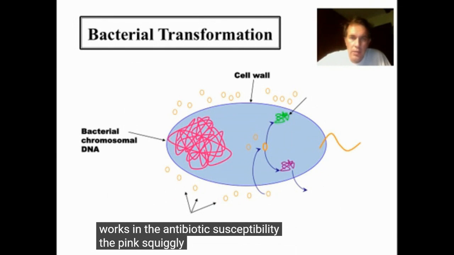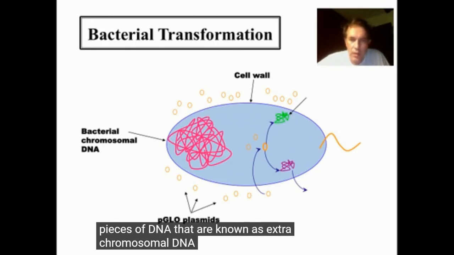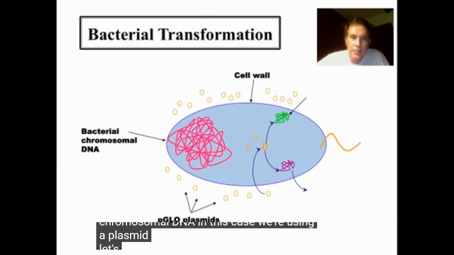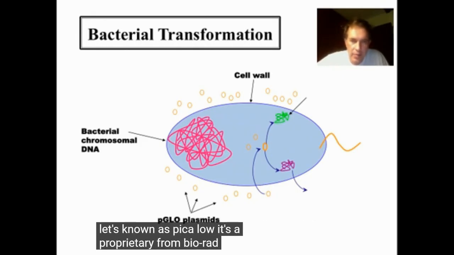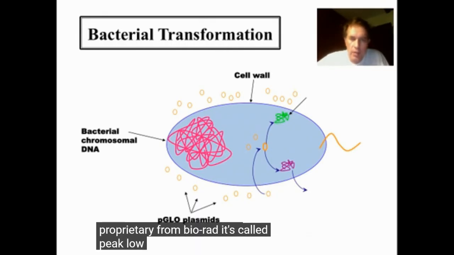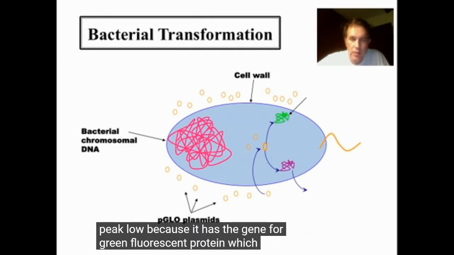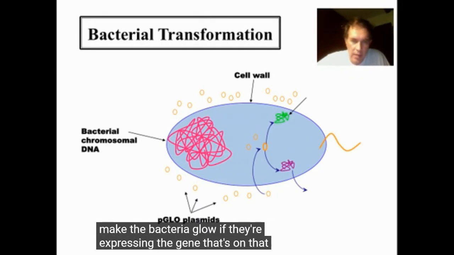The pink squiggly line there represents the bacterial chromosome, which has all the genes that are necessary for the cell to survive. We're going to use plasmids, which are little circular pieces of DNA. They're known as extrachromosomal DNA. In this case, we're using a plasmid that's known as pGLO. It's proprietary from Bio-Rad. It's called pGLO because it has the gene for green fluorescent protein, which will make the bacteria glow if they're expressing the gene that's on that plasmid.